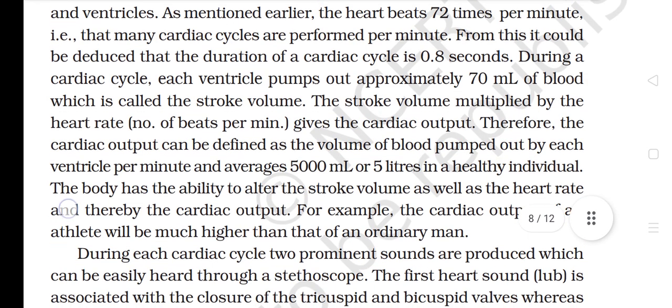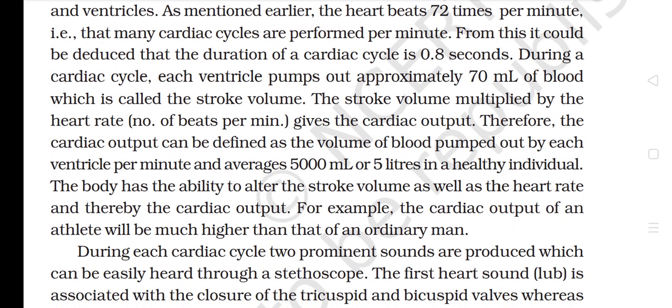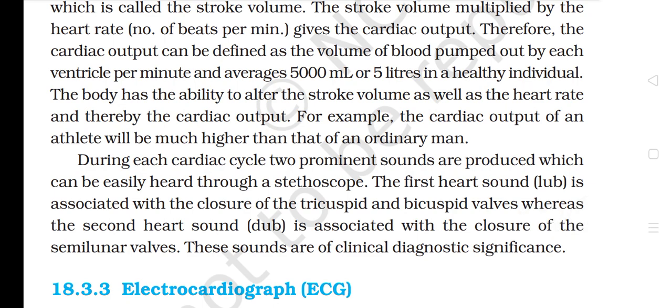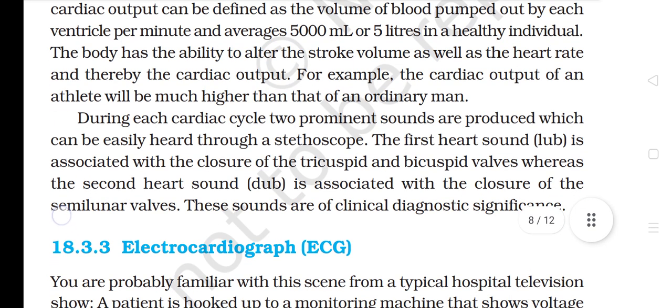During a cardiac cycle, each ventricle pumps out approximately 70 ml of blood, which is called the stroke volume. The stroke volume multiplied by the heart rate, number of beats per minute, gives the cardiac output. Therefore, the cardiac output can be defined as the volume of blood pumped out by each ventricle per minute and averages 5000 ml or 5 liters in a healthy individual. The body has the ability to alter the stroke volume as well as the heart rate and thereby the cardiac output. For example, the cardiac output of an athlete will be much higher than that of an ordinary man.